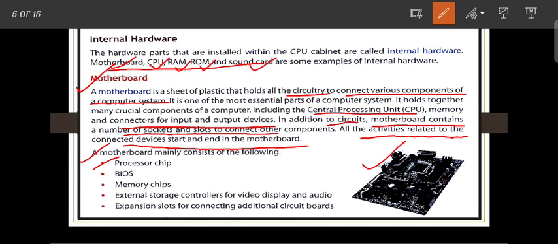So a motherboard mainly consists of the following. First is the processor. Okay, processor means the silicon chip. Next is BIOS. Next is memory chips. Next is external storage control, video display or audio, expansion slots for connecting additional circuit boards.